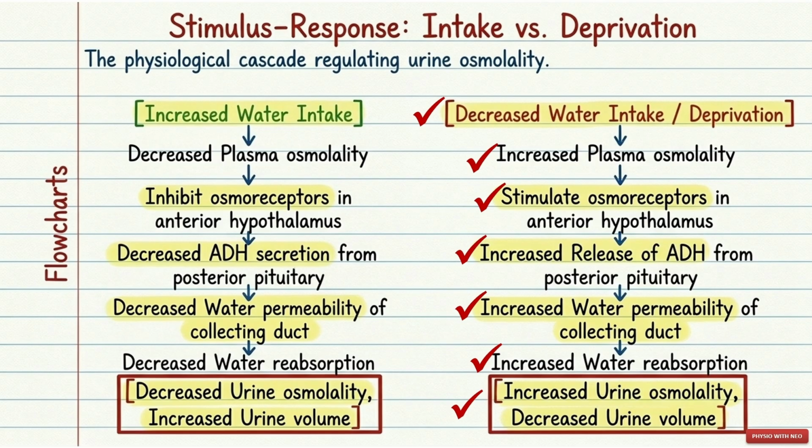Whereas, whenever there is increased water intake, it decreases the plasma osmolality. It inhibits the osmoreceptors in the anterior hypothalamus. It decreases the ADH secretion from the posterior pituitary, and decreased water permeability of the collecting duct results in decreased water reabsorption. So water remains in the urine, increasing the urine volume and decreasing urine osmolality.